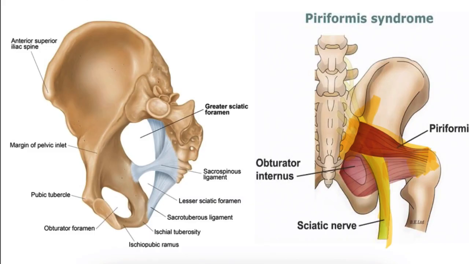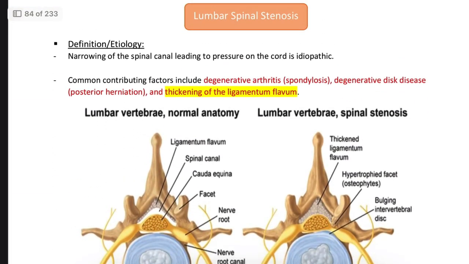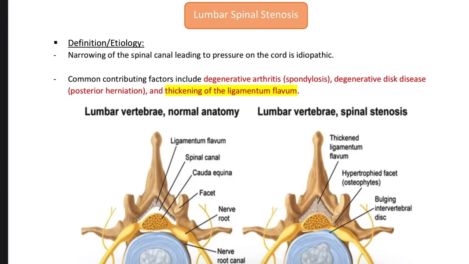Okay. So, if we are going forward, we can see the last pathology, that is lumbar spinal stenosis. Lumbar spinal stenosis is the narrowing of the spinal canal in the lumbar region. It causes compression of the cauda equina and nerve roots. This pressure leads to characteristic back pain and leg symptoms, especially during walking or standing.